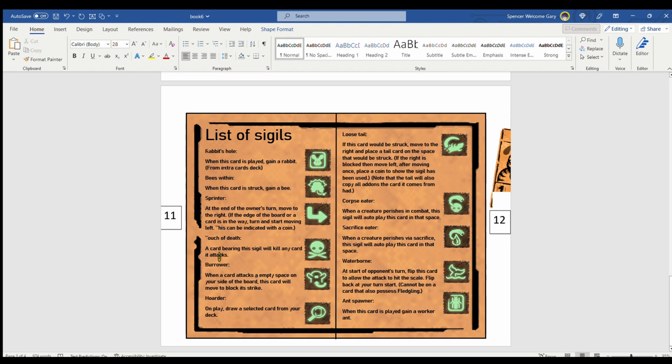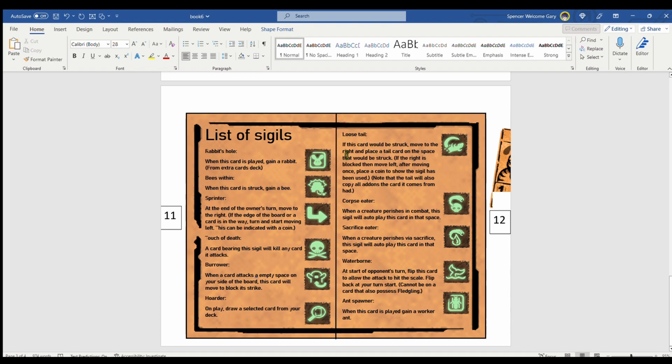Touch of Death. A card bearing the sigil will kill any card it attacks. Burrower. When a card attacks an empty space on your side of the board, this card will move to block its strike. Hoarder. On play, draw a selected card from your deck. Not your side deck, but your deck.